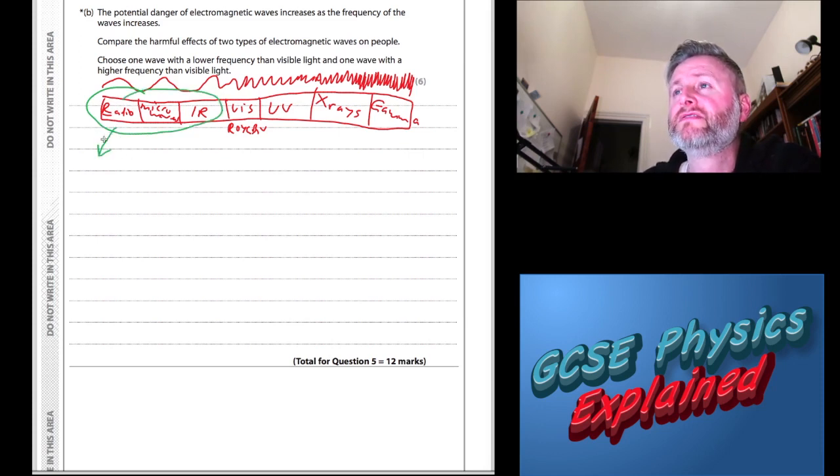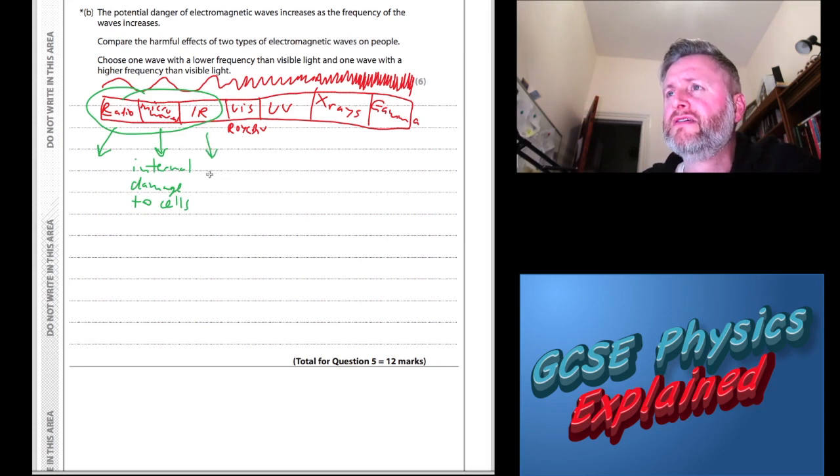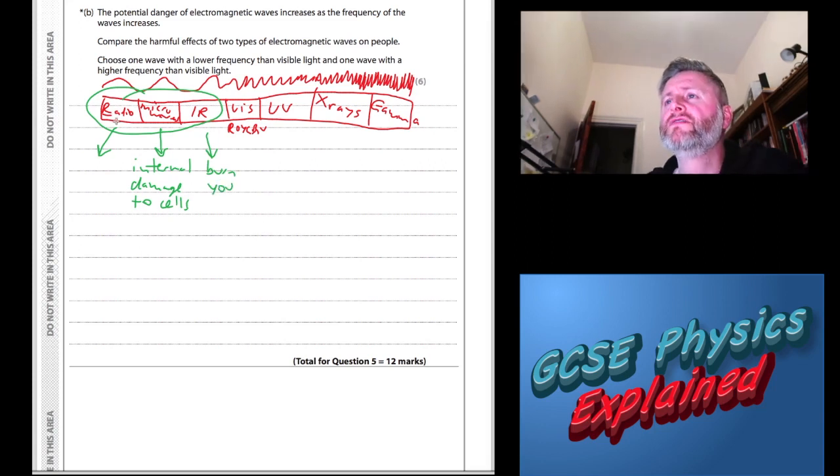Harmful effects. Well, microwaves, internal damage to cells, AKA they'll cook you. Infrared, well that's just heat, so that can burn you. Radio's the safest of all the waves, so I wouldn't pick that one.